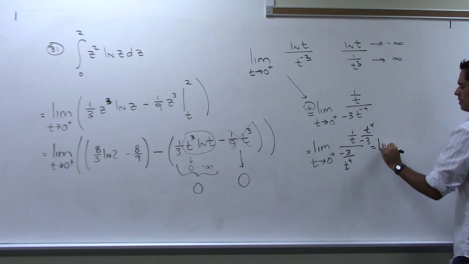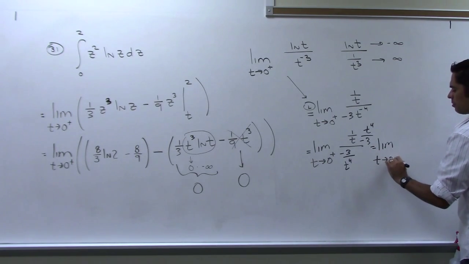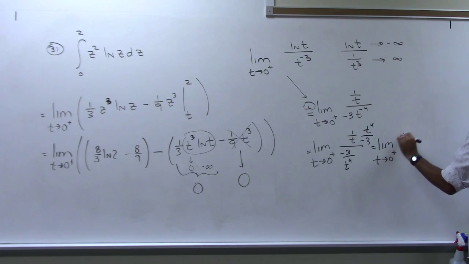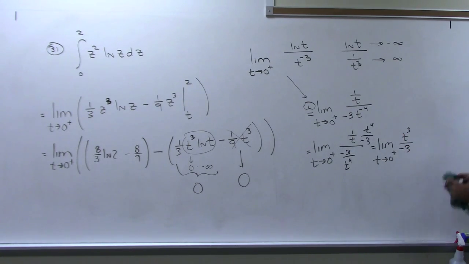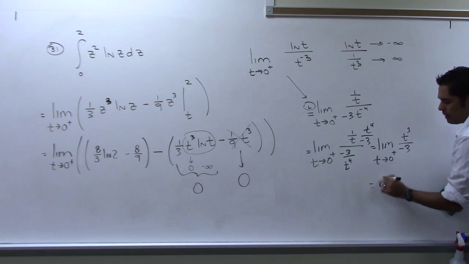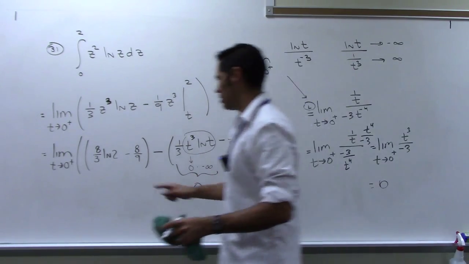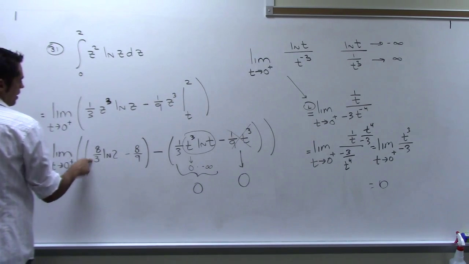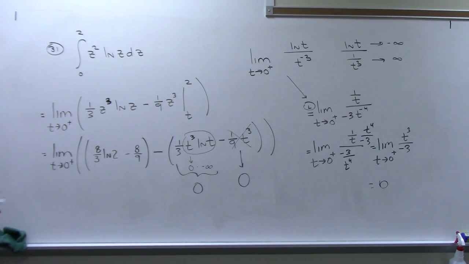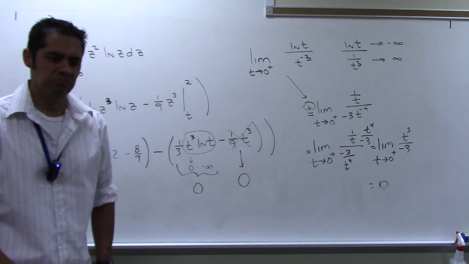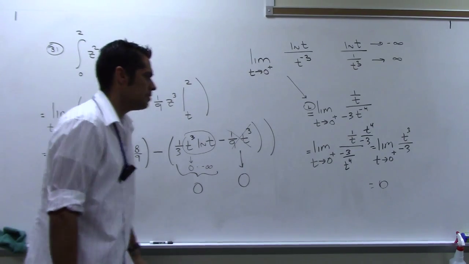So this is the limit as t goes to 0 from the right of t cubed over -3. And as t goes to 0, that goes to 0. The whole thing goes to 0. And so this whole thing still goes to 0. So we get the same exact result, except that this should have been 8/3 instead of the 4/3. So that's it for that.